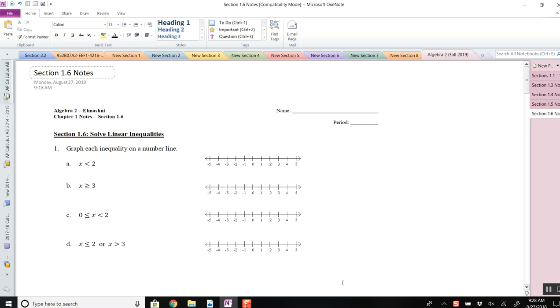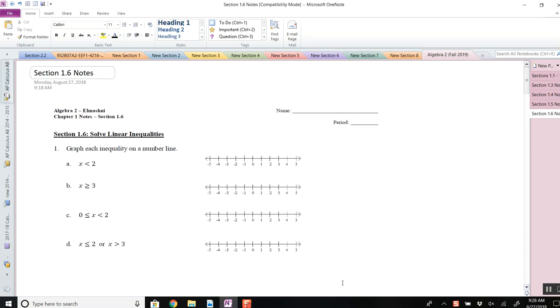Hello, welcome to a video regarding section 1.6, which is on solving linear inequalities. So we're going to start by doing something pretty simple. If you look at number 1, we have 4 inequalities, and we're simply asked to graph each inequality on a number line. Hopefully you remember how a number line works.